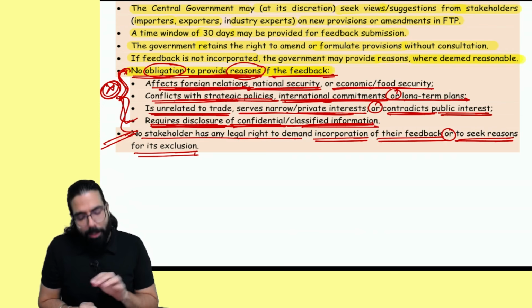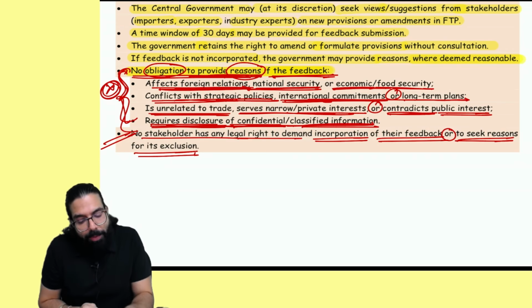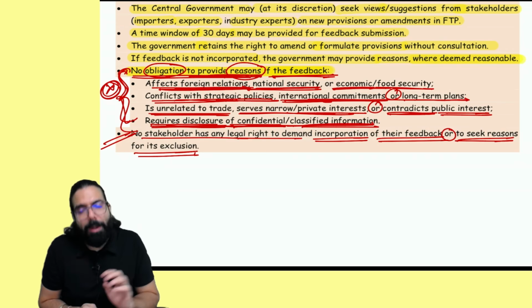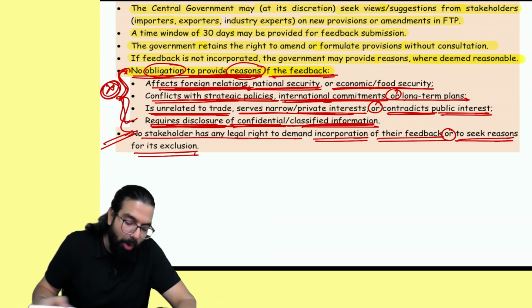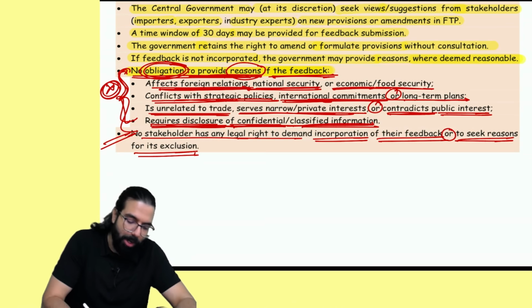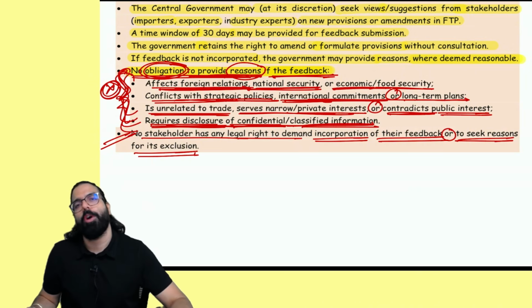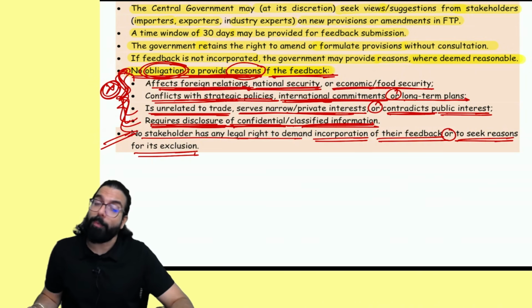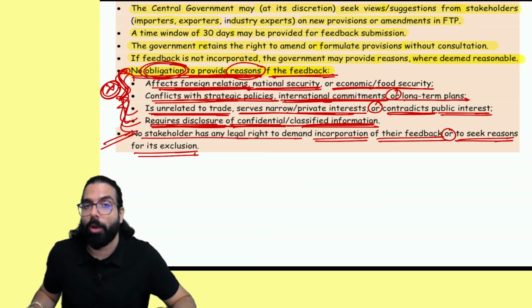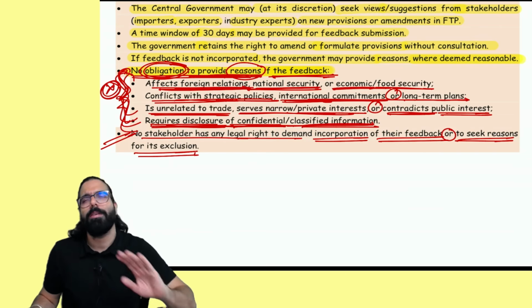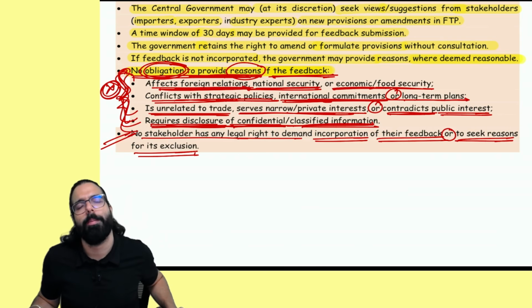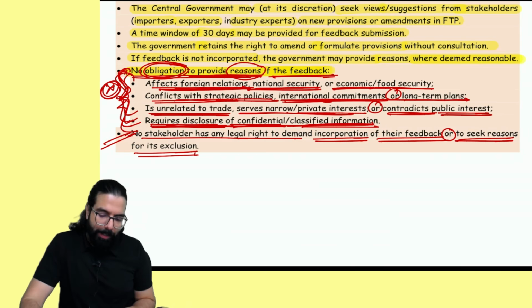But there are four cases when government is telling that we will not go ahead and provide the reason why the feedback was not incorporated. In this scenario, government is not under an obligation to provide the reason why your feedback was not incorporated. And if your feedback was not incorporated, you can't ask the government why you did not incorporate my feedback. You cannot go ahead and ask the government such things. Done, sir. This point is clear.